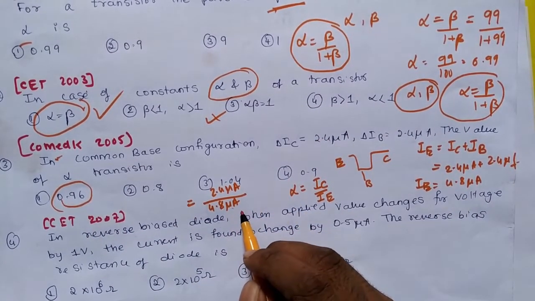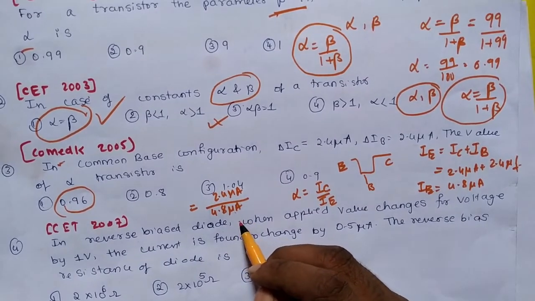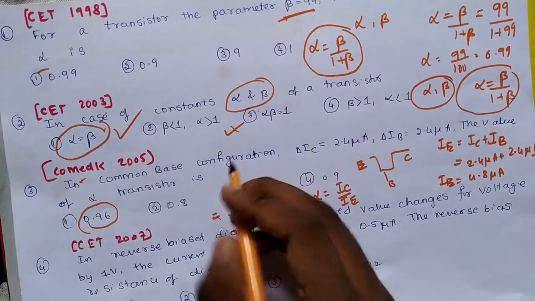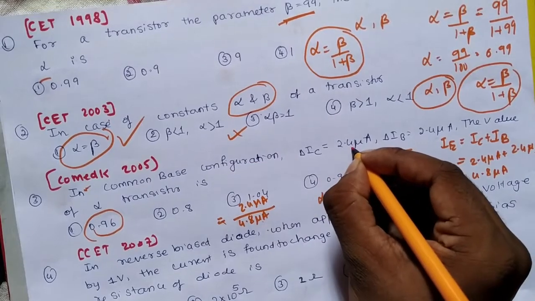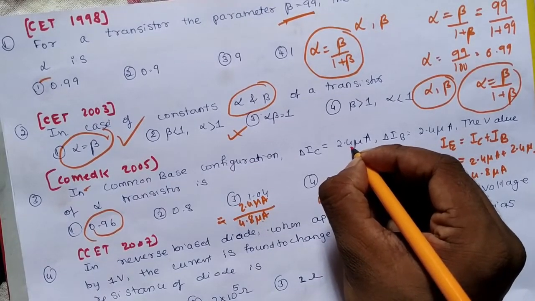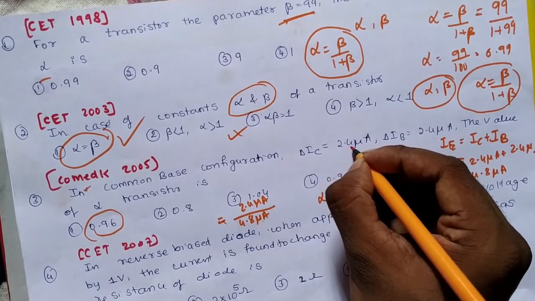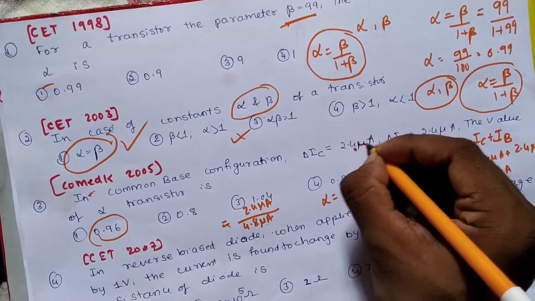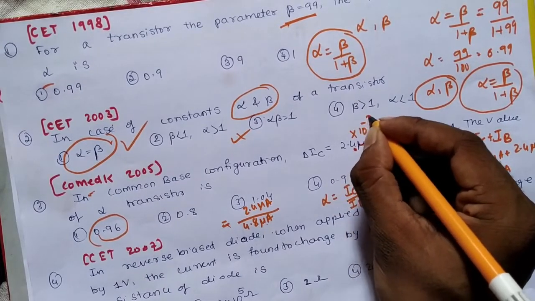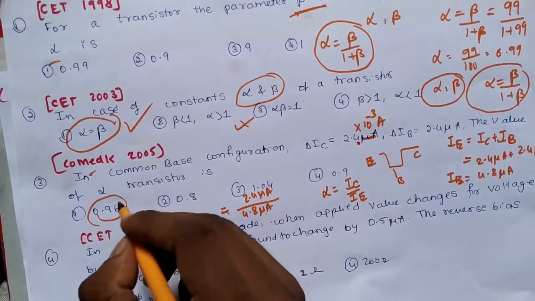That is because here, the collector current will be in the range of 2. This formula is actually 2.4 into 10 to the power of minus 3 ampere. Then you will get this relation.